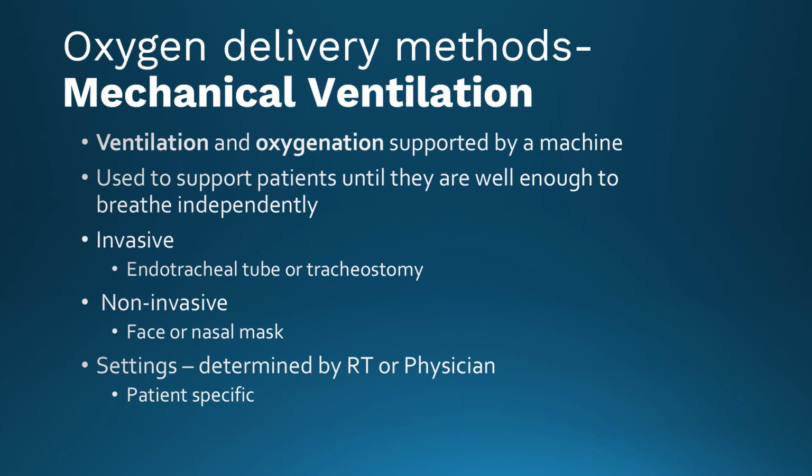So next we have mechanical ventilation. This is where ventilation and oxygenation are supported by the use of a machine. These are done to support patients who are not well enough to breathe on their own. So they can be either invasive or non-invasive. Invasive meaning there's an endotracheal tube or a tracheostomy tube supporting this mechanical ventilation, or non-invasive meaning it's just a face or a simple mask supporting this mechanical ventilation.